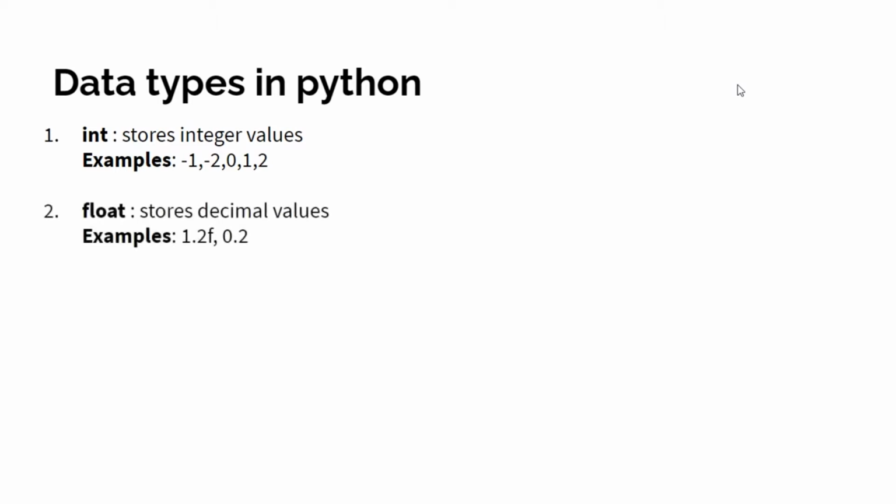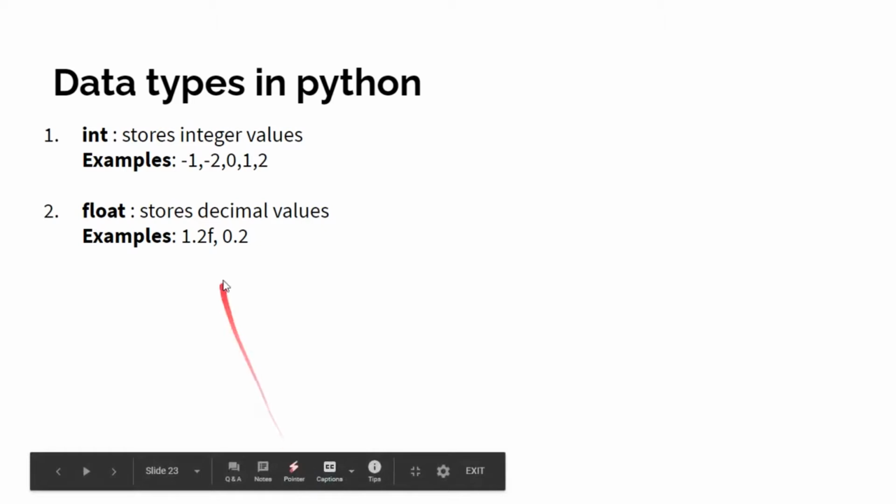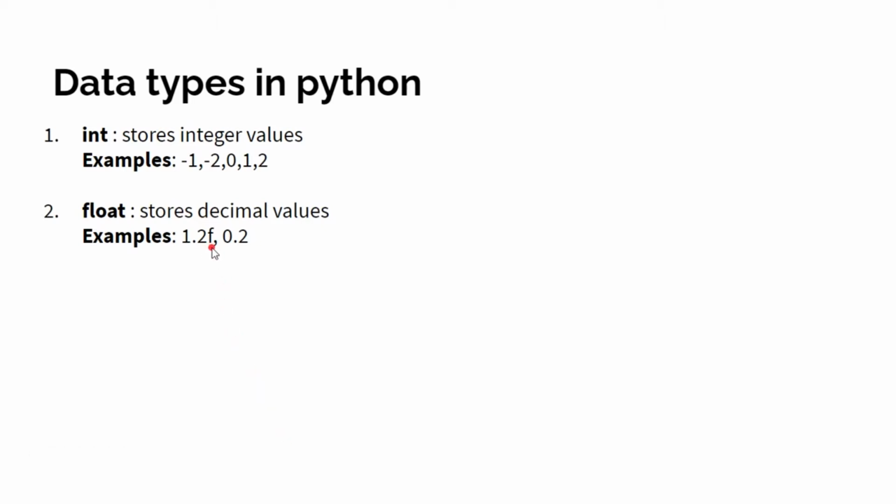Second one is float. Float basically stores decimal values. So examples of decimal values can be 0.2 or 0.3, 1.2f. So this f is basically used to tell that this is a float number. So don't confuse with it. It's also a float number, and float is used as the data type name.